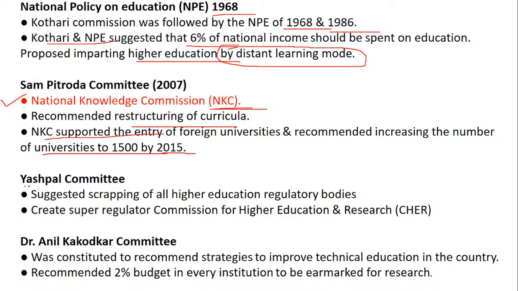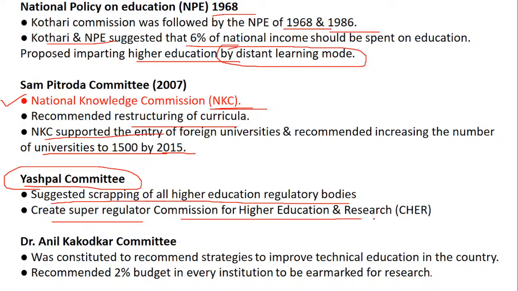Now when we talk about the Yashpal Committee, yes, the Yashpal Committee suggested scrapping of higher education regulators, okay, and created, you can say, the Commission for Higher Education and Research, which comes under what? Which comes under one of the apex bodies. So when we are going to see one topic on apex bodies, that time this topic will be discussed, that is Commission for Higher Education and Research.